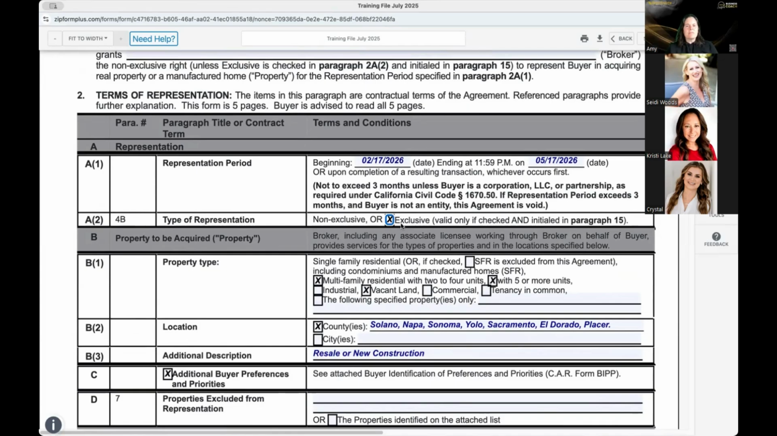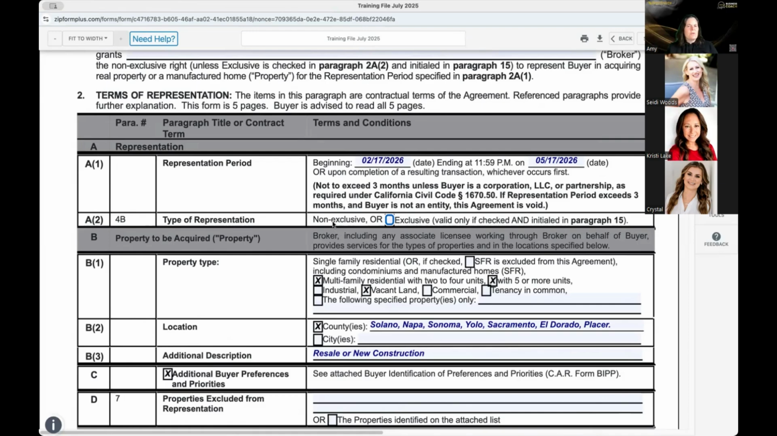What's the difference between exclusive and non-exclusive? Exclusive means it doesn't matter what house that buyer buys. They're going to pay you whatever was negotiated as part of that transaction, as long as they entered into contract on it during the representation period, which we'll talk about in a second. On non-exclusive, we're only going to receive compensation if we can prove that there was agent involvement in that property.